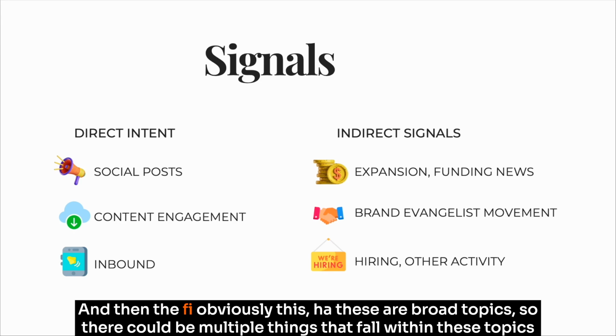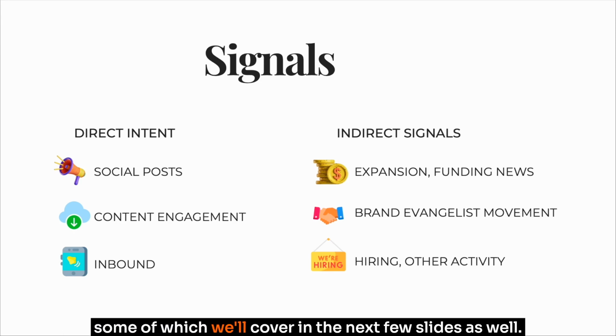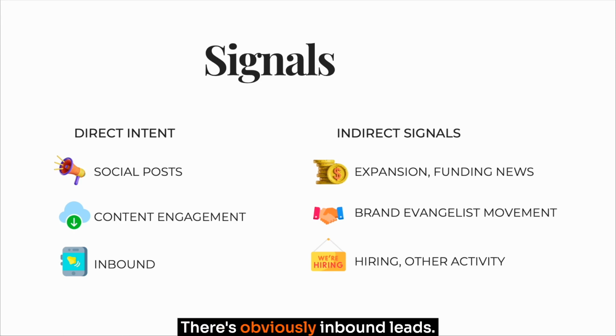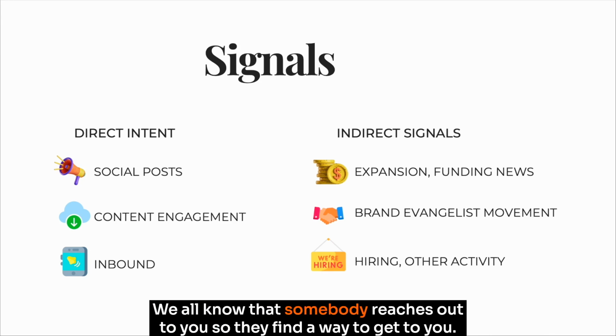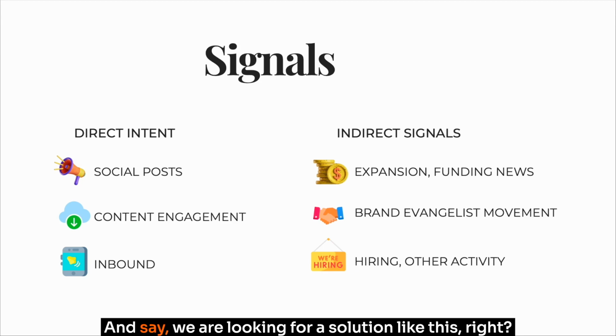And then obviously these are broad topics, so there could be multiple things that fall within these topics, some of which we'll cover in the next few slides as well. There's obviously inbound leads. We all know that somebody reaches out to you. So they find a way to get to you and say, we're looking for a solution like this, right?